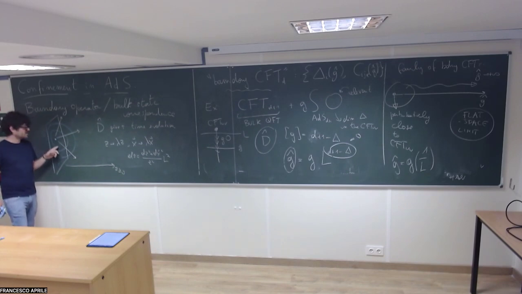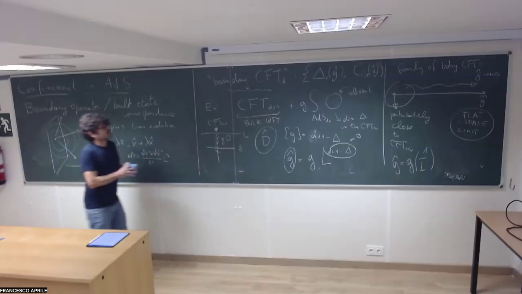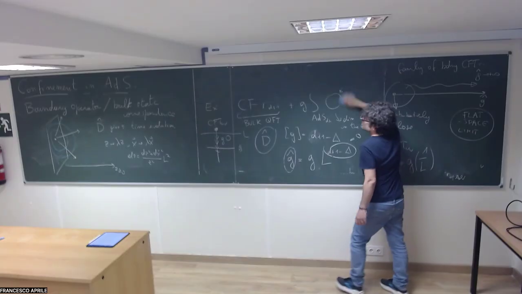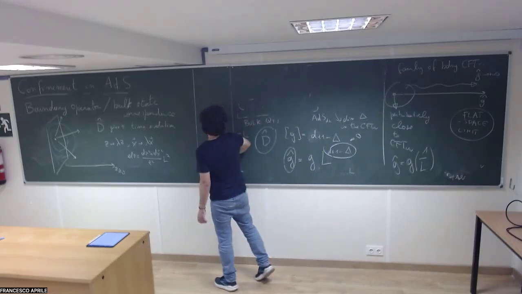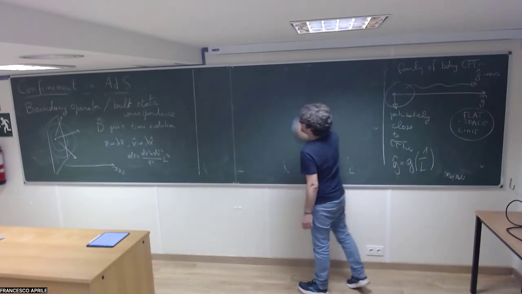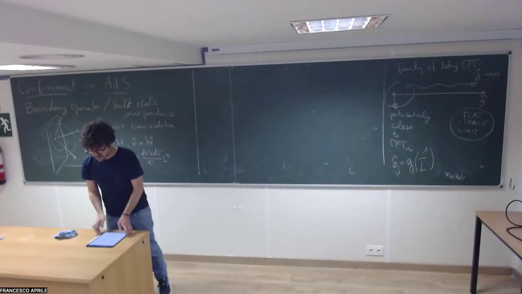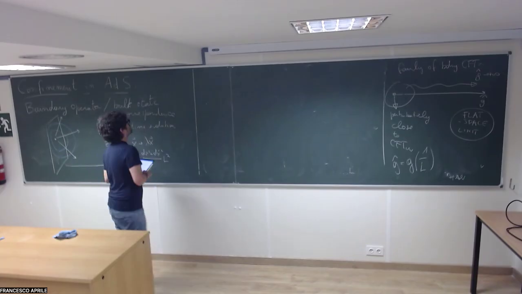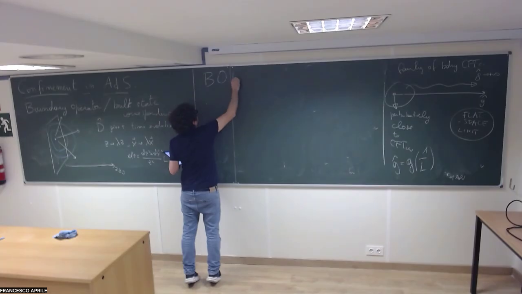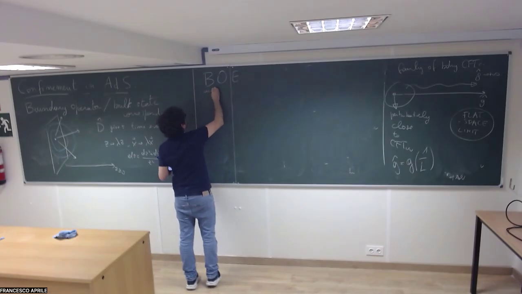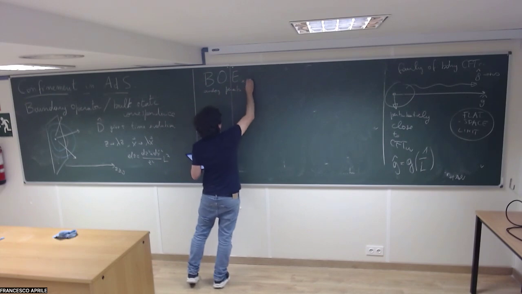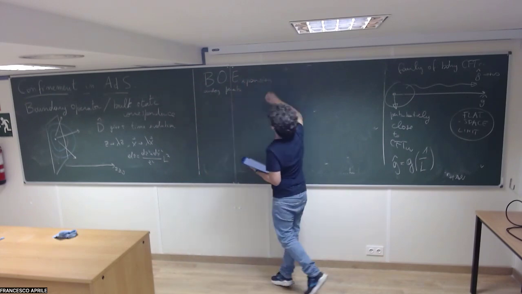Now, I want to tell you an important consequence of this. There is something called the boundary operator expansion. I was hoping to get 2 minutes at the end of this first class. Let's see if I manage. So, something called boundary operator expansion, which we shorten to BOE.